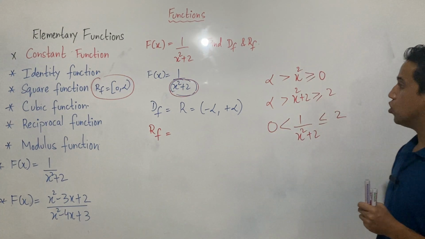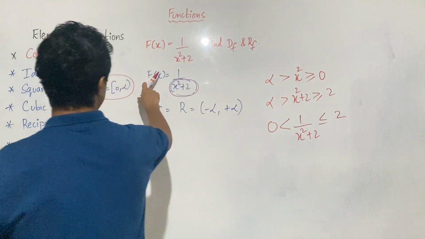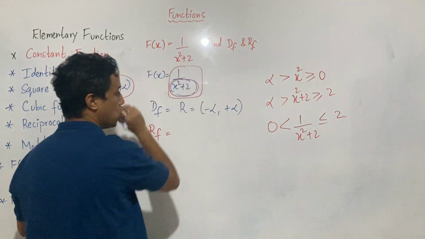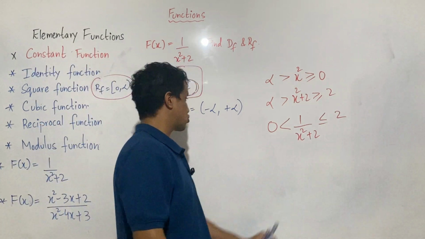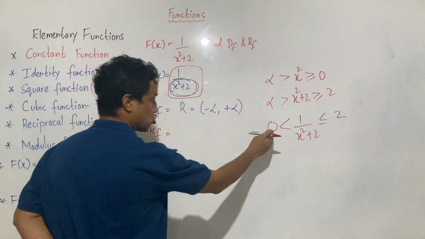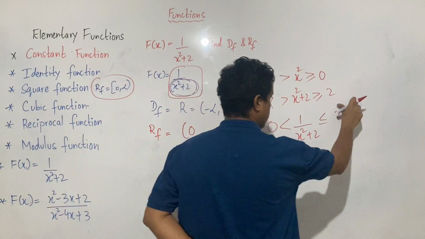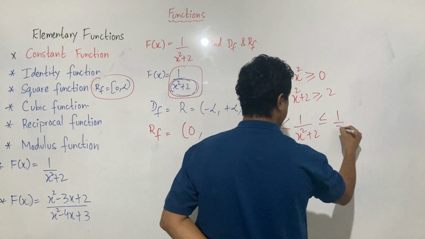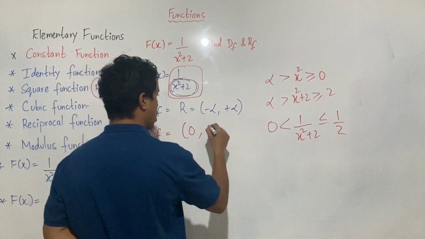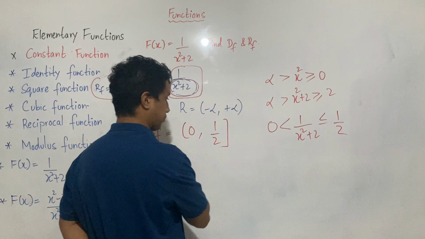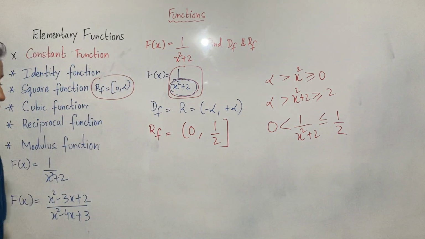Now we need to find the range for this, right? So what's going to be the range? Your range is going to be from 0 to 1 by 2. I hope this is clear to you.